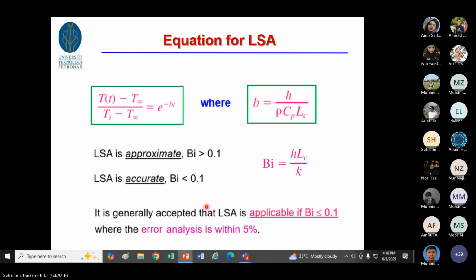Understand? You have to put the statement now. If you say the Biot number less than 0.1 is accurate, then you can say this one is valid. If the Biot number is larger than 0.1, you can still proceed, but the answer is just approximate. It's not accurate, you have to use the other method. So for the lump system analysis, the borderline is the Biot number. Less than 0.1 is accurate.